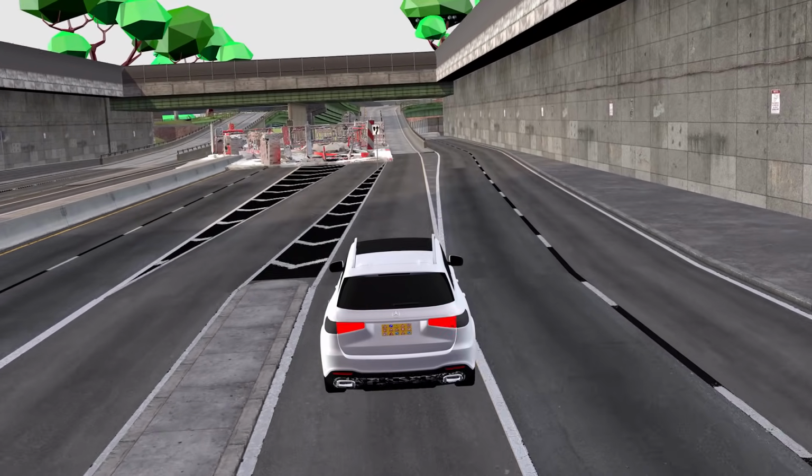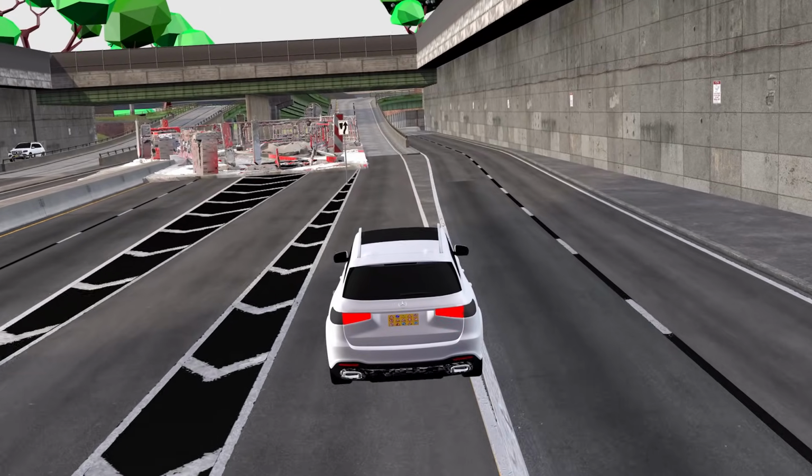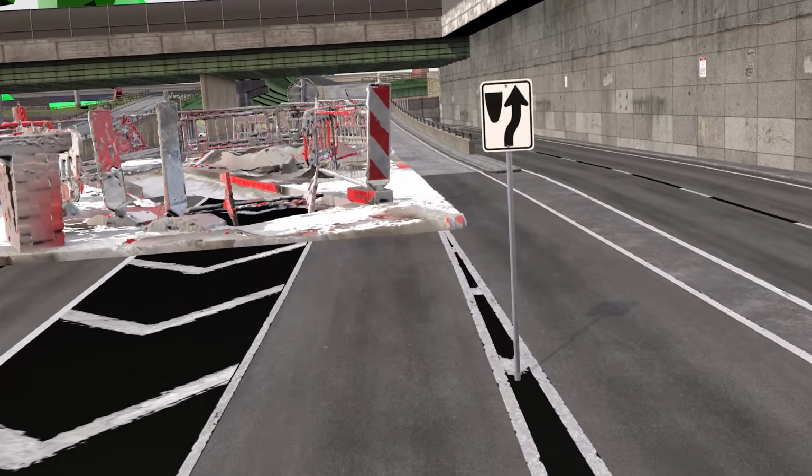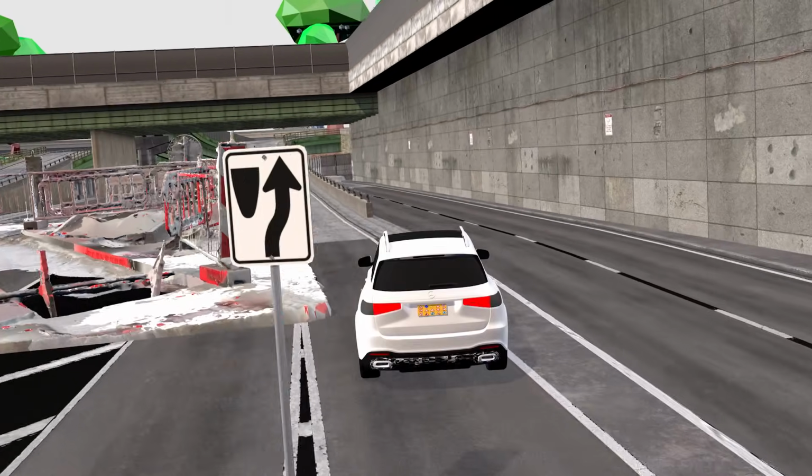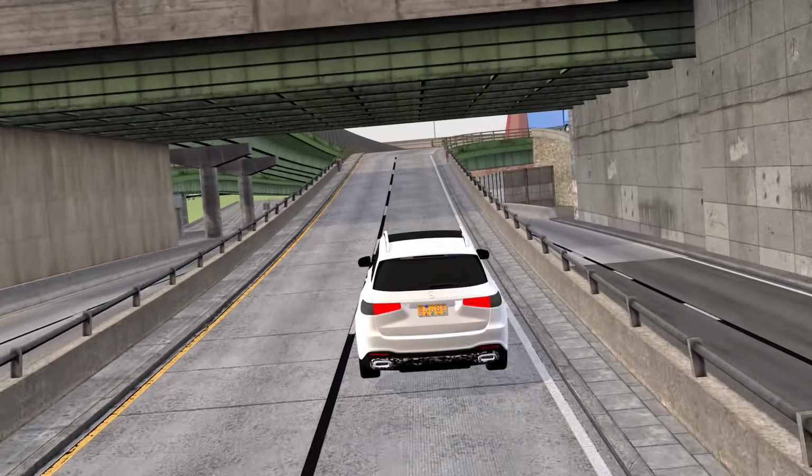This is the keep right sign, and it instructs drivers to stay on the right side of an obstacle, median, or divider. It's commonly found in areas with split roadways or traffic islands to guide vehicles safely around obstructions.